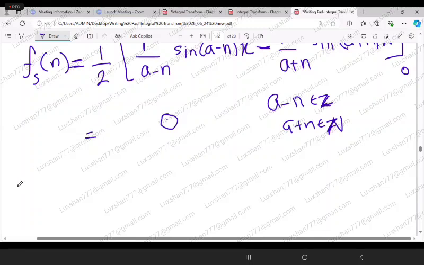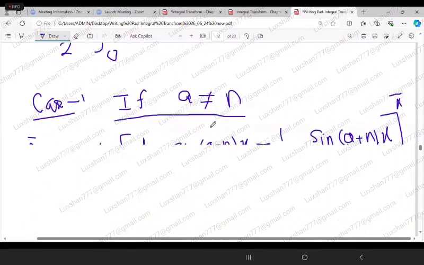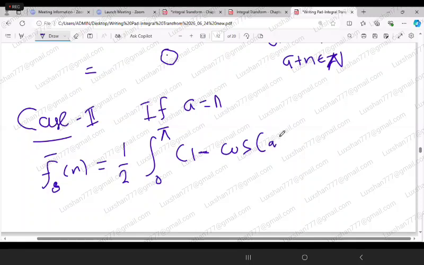Case number 2: if a equals n, then what will happen here? If a equals n, this will become 0. That means cos 0 is 1. Therefore, that integration will become half times the integration from 0 to pi of 1 minus cos of (a plus n) x.